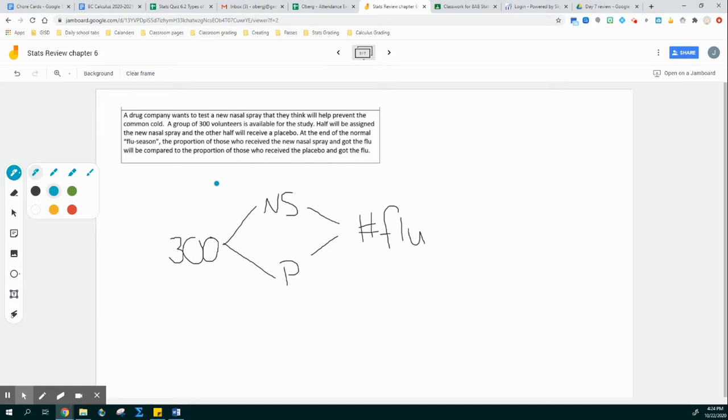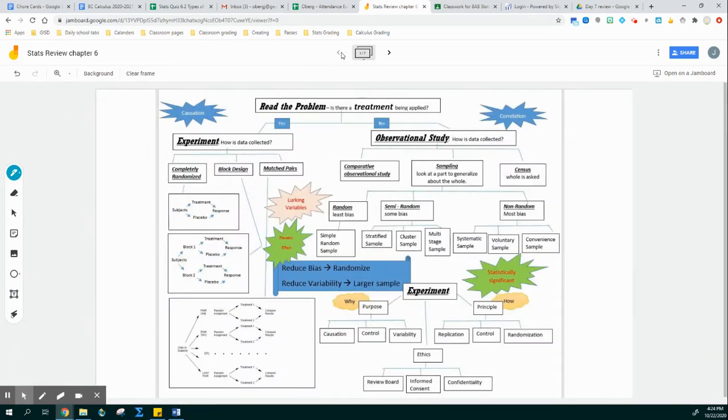So my explanatory variable is the flu shot. Does the flu shot prevent us from getting the flu? That's my experimental variable. My response variable is the number of flu cases. So let's go back to the initial slide here. Is there a treatment being applied? Yes, they're getting a flu shot.